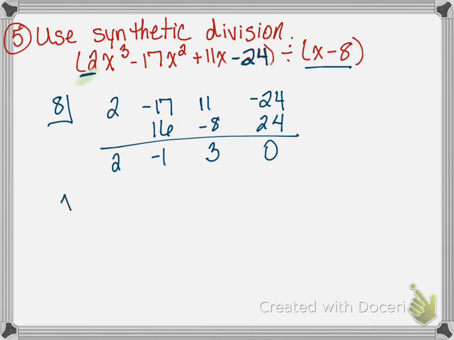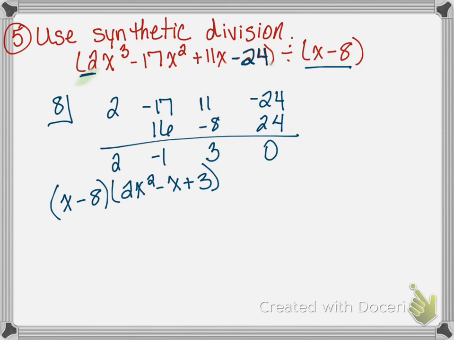So when I look at this as x minus 8 times 2x squared minus x plus 3, to factor it more, I look at trying to factor this trinomial, 2x squared minus x plus 3. My sum is negative 1, and my product is positive 6. And I find that there are no numbers that multiply together to give me positive 6 and added together give me negative 1.